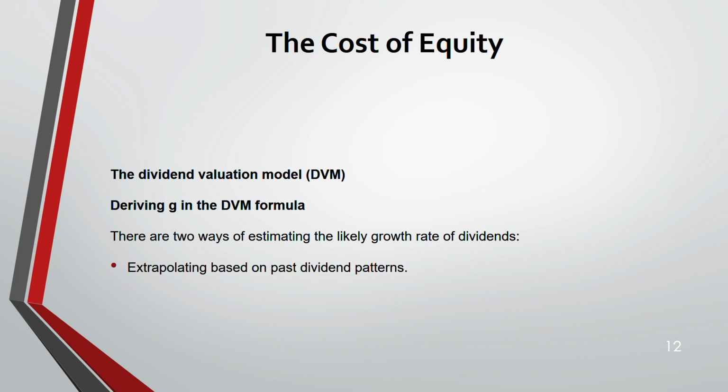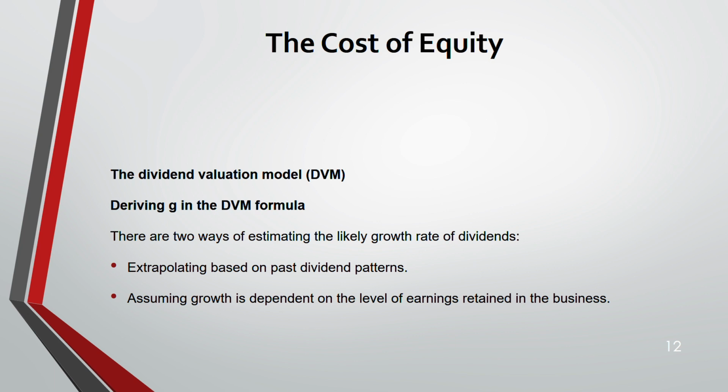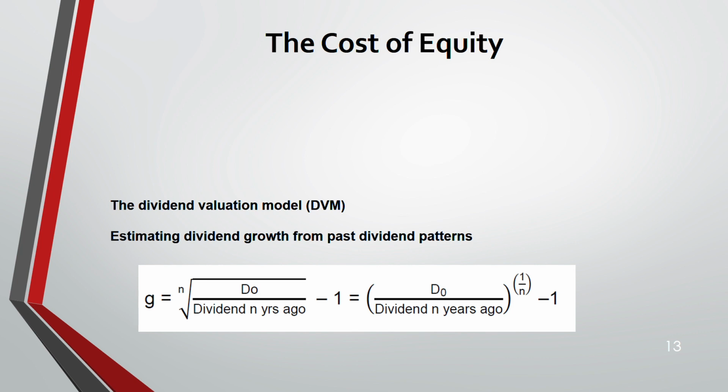The first method is based on the past. You assume the dividend growth. The second is where a formula is given. That means whatever level of earnings you are going to retain in the business, you assume that growth is dependent on that reinvestment, whatever is retained. So this is the formula.